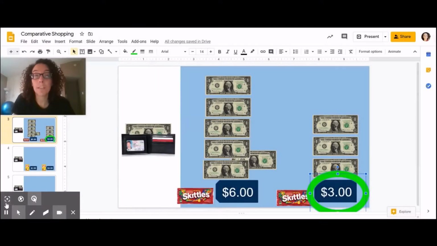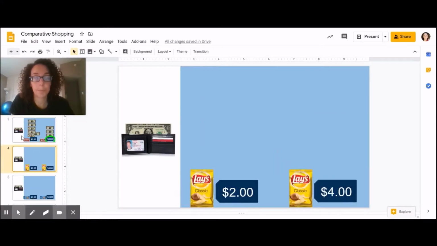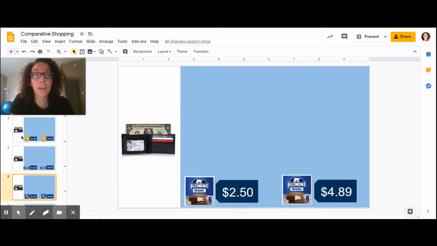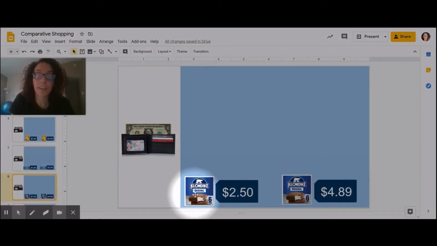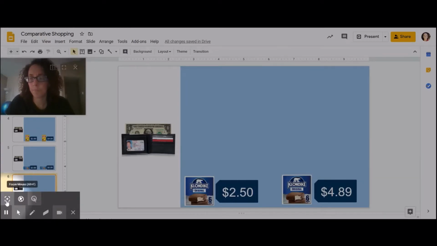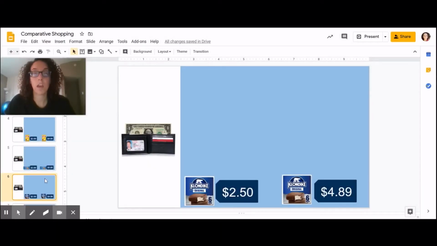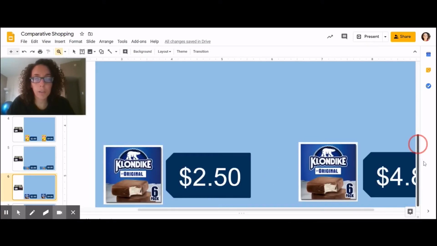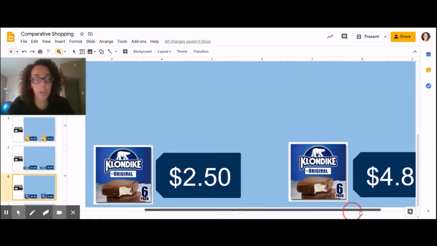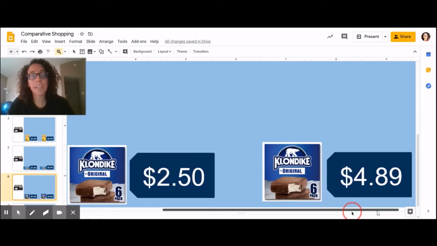Let's look at some that do have coins where we have to use dollar up. Here we go. We're comparing 2 Klondike bars. On this page, for example, we're comparing 2 of the same things. Both boxes of Klondike bars are the same, but they cost a different amount.